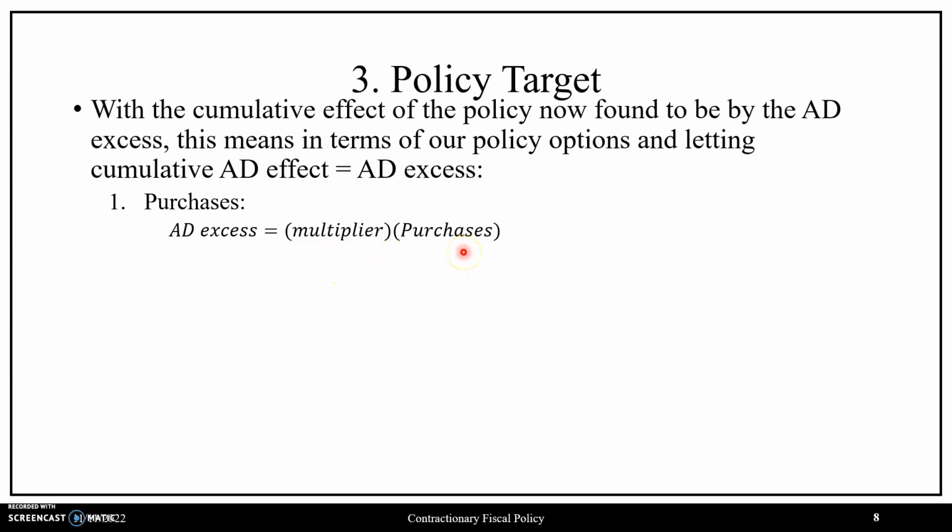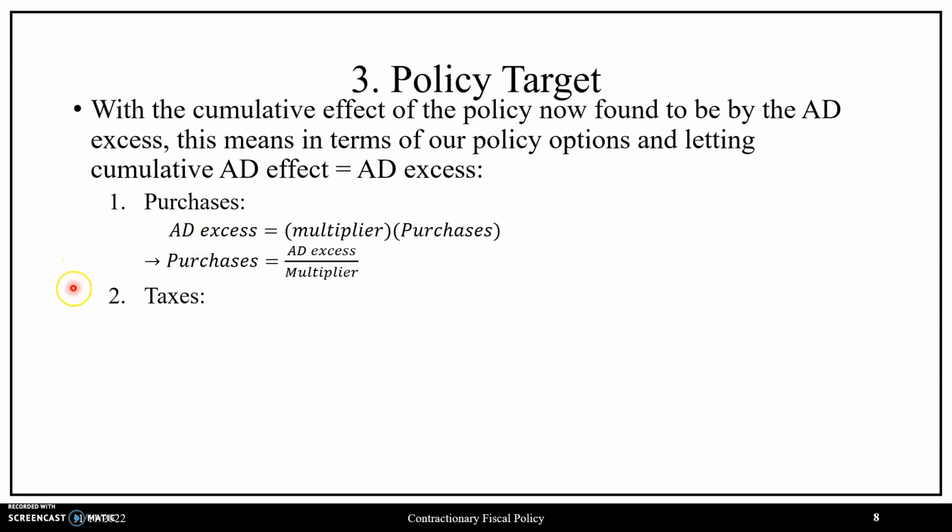Solving through with respect to purchases, this just means dividing through by the multiplier. This means that if the government were to pursue contractionary fiscal policy in the form of decreases to government purchases, then they would want to do so by the amount of the AD excess divided by the multiplier. After the initial change makes its way through, and the secondary effect through the multiplier process makes its way through the economy, the exact change in aggregate demand would be the AD excess.